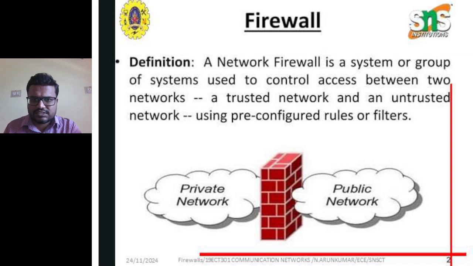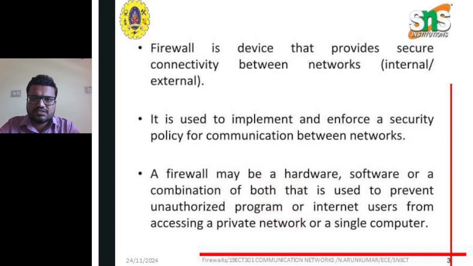A network firewall is a system or a group of systems used to control the access between two networks, a trusted network and an untrusted network, using pre-configured rules or filters. A firewall is a device that provides secure connectivity between networks. It may be an internal or external access. A firewall may be hardware or software or a combination of both, used to prevent unauthorized programs or internet users from accessing a private network or a single computer.